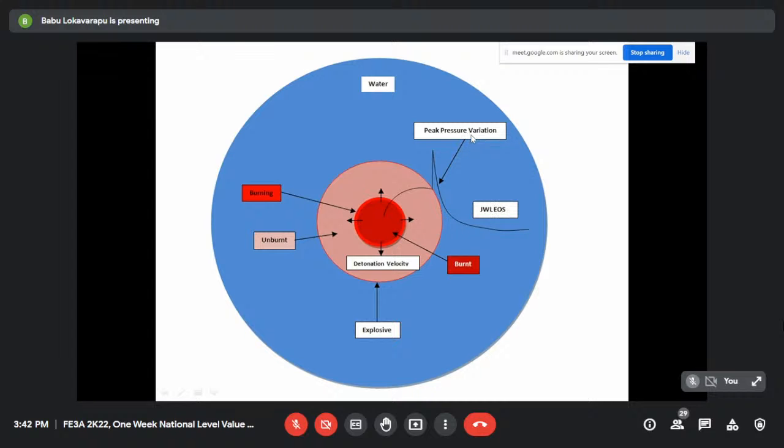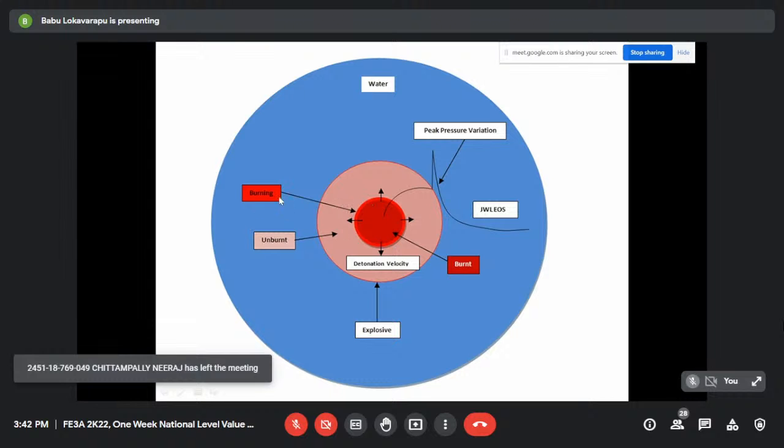This is a peak pressure variation. This is what is heterogeneous. Okay? And this is burned and this is unburned. This is how the burning takes place and travels away from the center. Inside is burned, outside is unburned, and this red color indicates burning. This is a heterogeneous process.